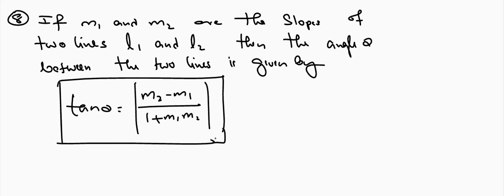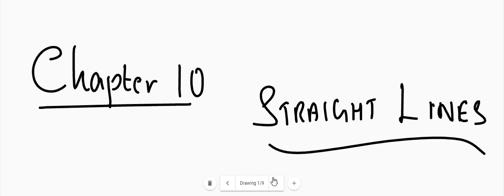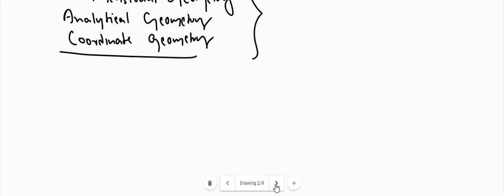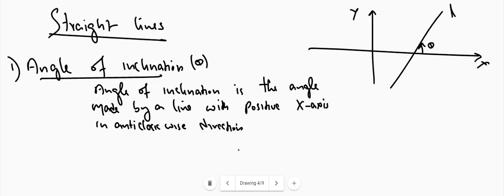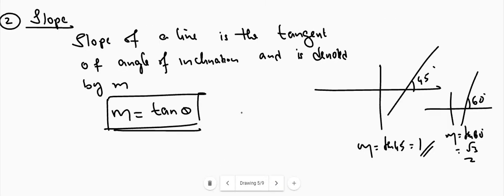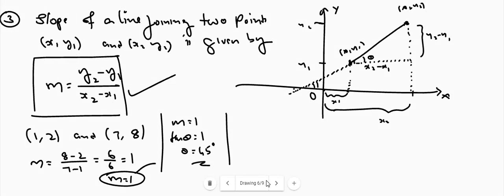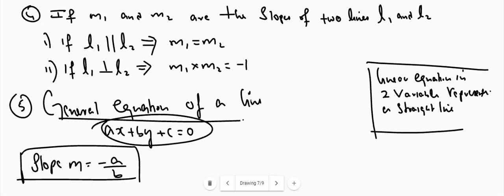Okay, we have to study these formulas. We are going to start chapter 10, straight lines. The first one is slope from the angle of inclination theta. Slope of a line having angle of inclination theta is tan theta. Then slope of a line joining 2 points. Next, if the lines are parallel, then their slopes are equal. If perpendicular, then the product is minus 1.